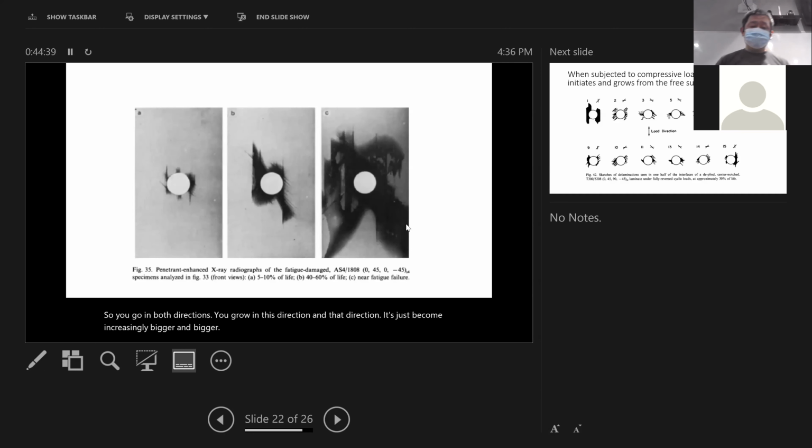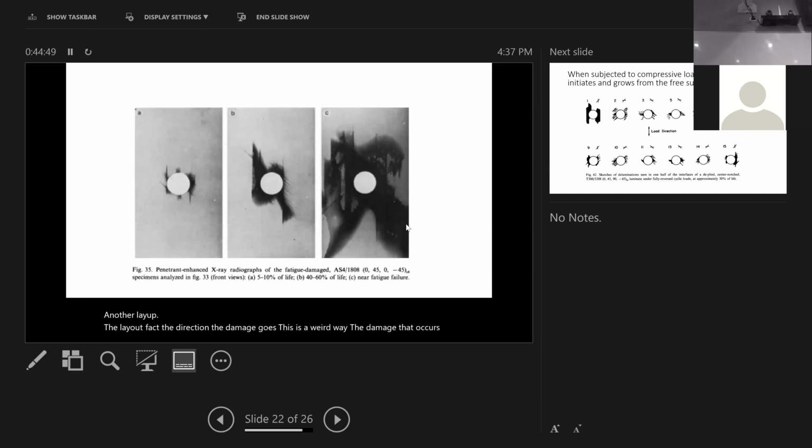Another layup. The layup affects the direction the damage goes. This is a weird way that damage actually occurs over there, which is kind of interesting. Right underneath the hole, you're pulling this direction. And close to the end of life, the damage almost occurs throughout the material volume.